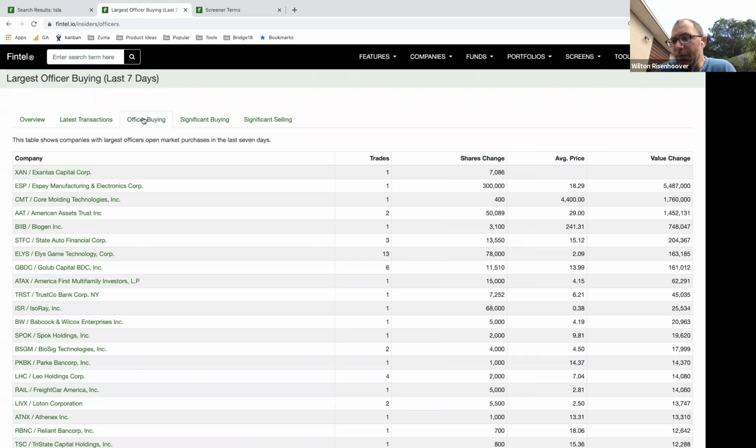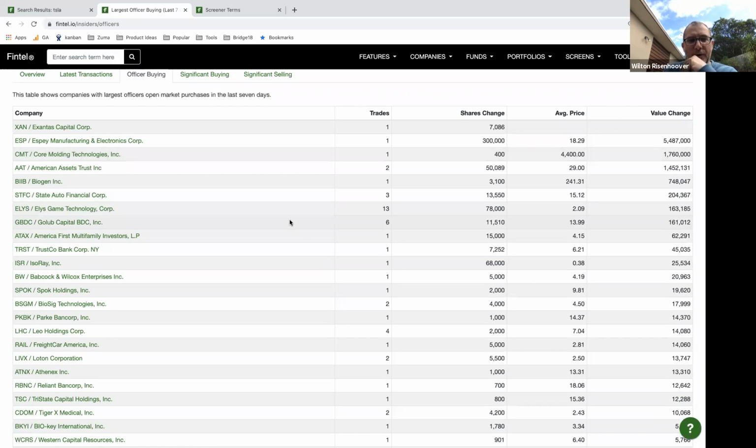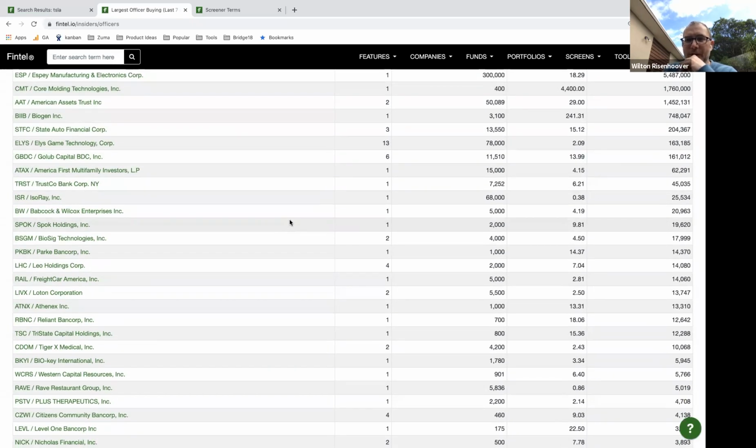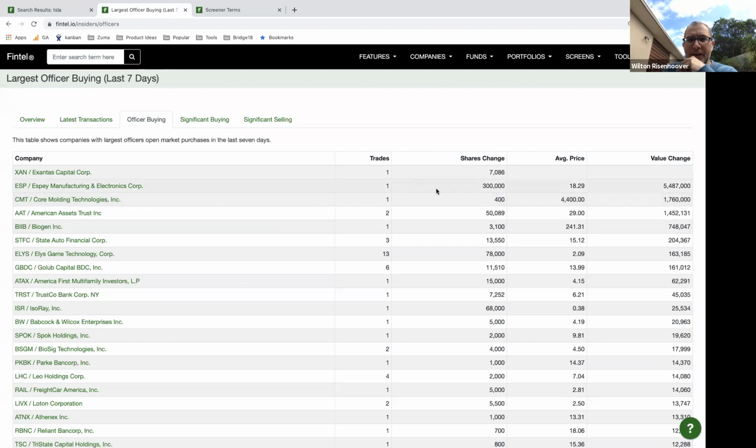So I created a screen here that shows the companies with the most insider buying based on value. There's ways to refine this, obviously, but this is a good starting point for finding companies where the officers are increasing their stakes significantly. Here's an officer that bought $5 million worth of shares. And officers are individual people. It's their own money. That's why I think it's interesting. Whereas 10% shareholders are frequently investing other people's money. So it's not quite as interesting.